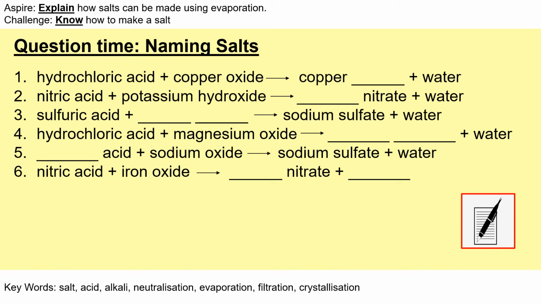Hydrochloric acid plus magnesium oxide gives blank blank plus water. Blank acid plus sodium oxide gives sodium sulfate plus water. And nitric acid plus iron oxide gives something nitrate plus blank. So I'm going to give you 5 minutes to complete this task. Off you go.